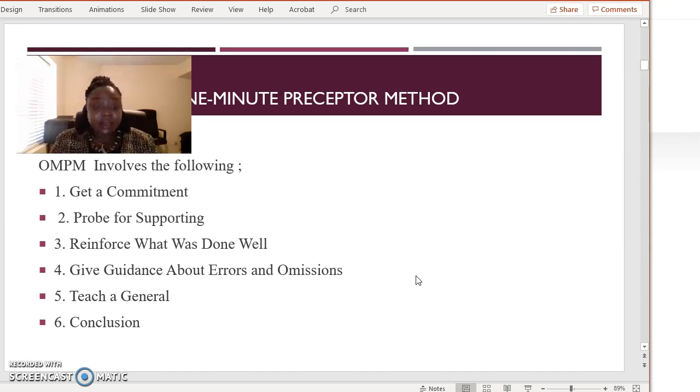I'll also give guidance about errors and omissions. If, for instance, this student did not know it's bipolar type 1 and says the patient has bipolar type 2, I will just guide the student that, well, because this patient has manic episodes, this is bipolar type 1. And then teach a general principle. I'll just let the student know that this patient has a history of depression. This patient is manic. This patient is not sleeping at night. So we can see some bipolar going on instead of schizophrenia, and then we'll conclude from there.